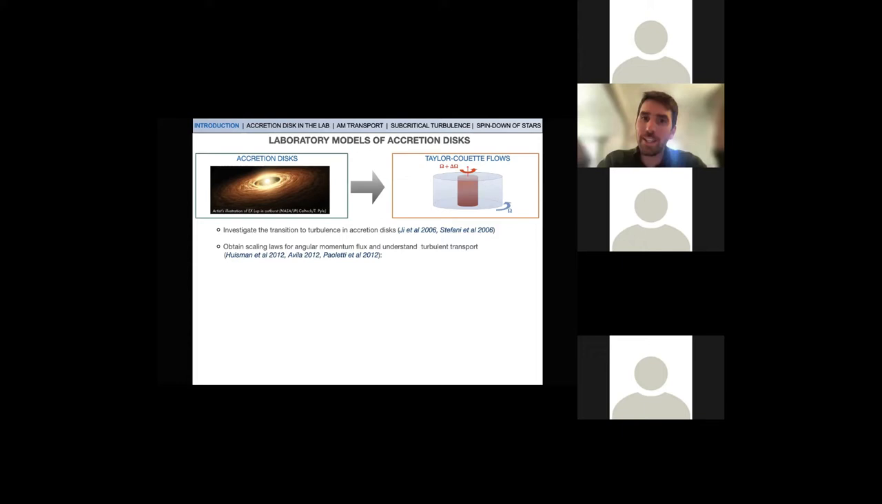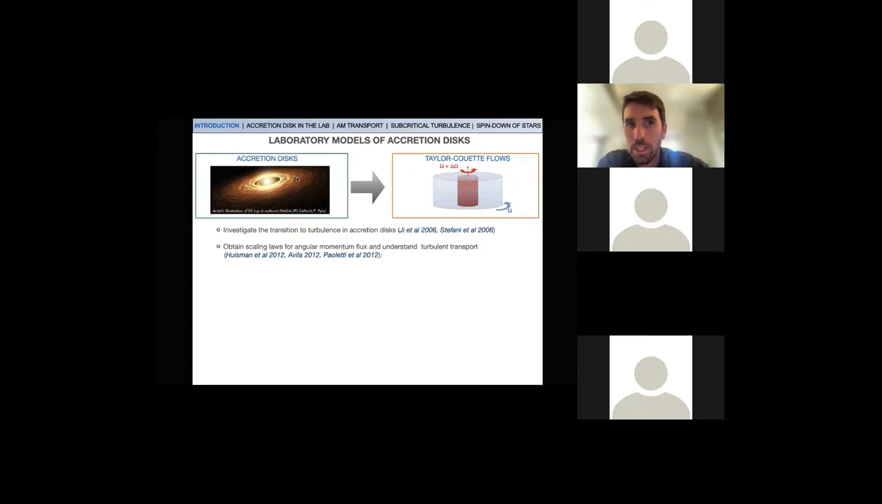So there is one type of studies in which people have been using Taylor-Couette flows to investigate where the turbulence is coming from. For example, the group in Princeton or in Dresden. In this case, you set up a laminar flow with your Taylor-Couette system, and then you try to make it turbulent, similarly to what's happening in an accretion disk.